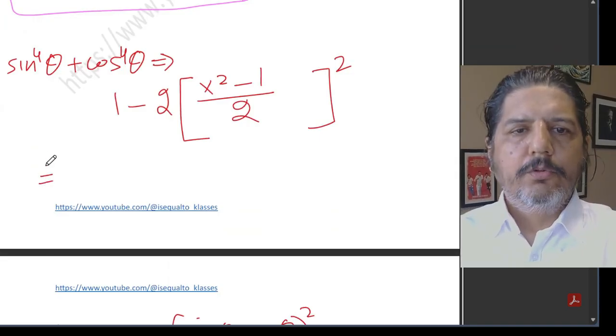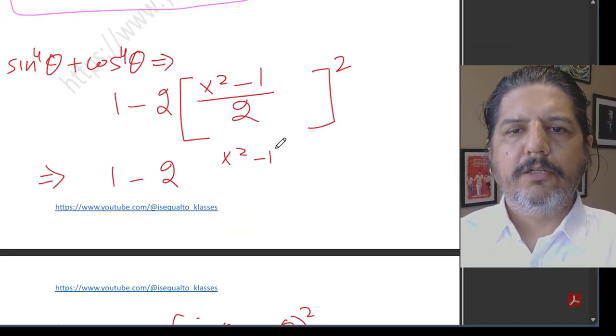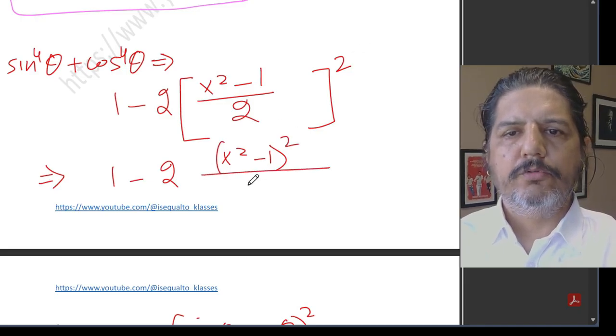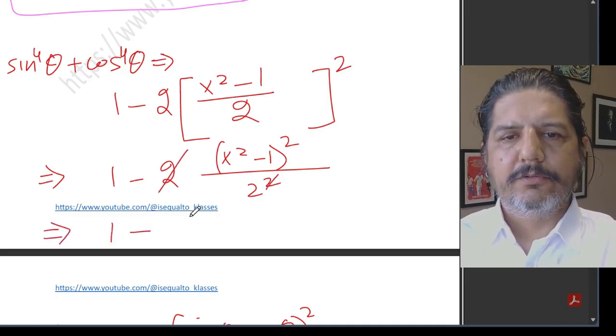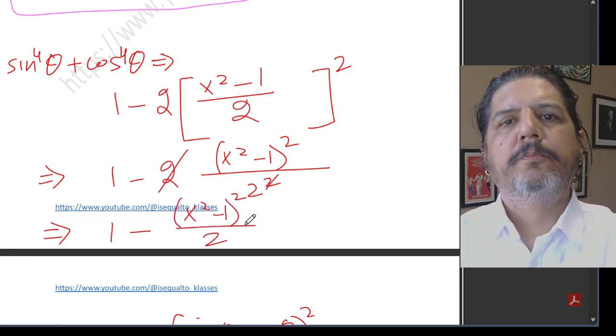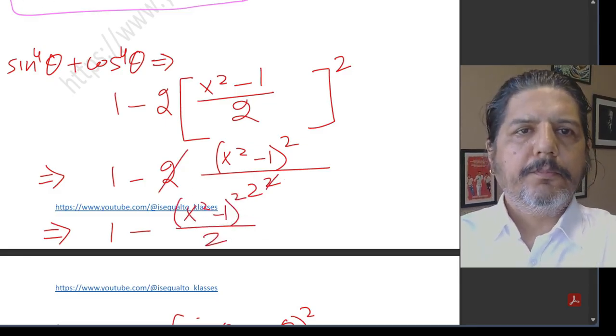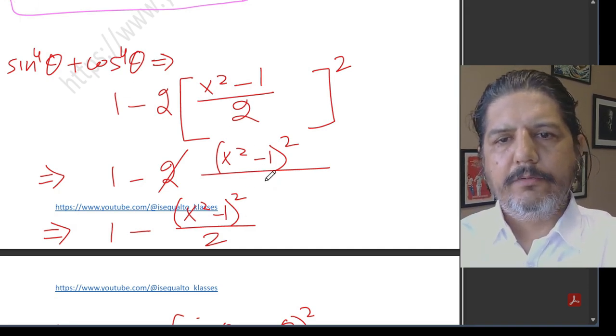Finally, this would be equal to 1 minus twice of x square minus 1 whole square upon 2 square. And this would be equal to 1 minus, this 2 will get cancelled by this. So this will be equal to x square minus 1 whole square upon 2. So this is a bit difficult question. You might have to look at the solution again.